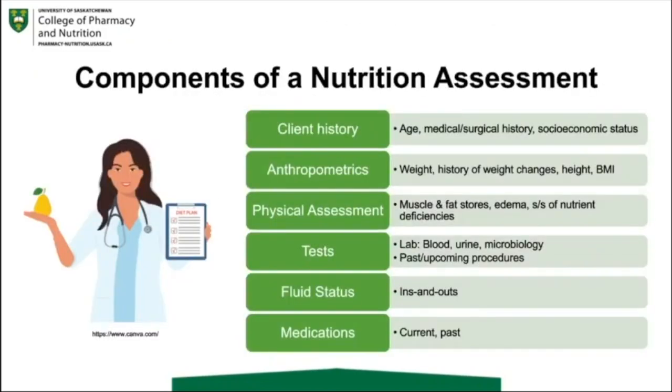In order to determine a patient's EN prescription, the RD first performs a nutrition assessment, which has several components as you can see here. Factors such as the patient's age, their weight and BMI, as well as muscle and fat stores, any laboratory or medical tests they've had or are upcoming, indicators of fluid status, and medications are all necessary pieces of information we require in order for us to determine a patient's optimal nutrition prescription.